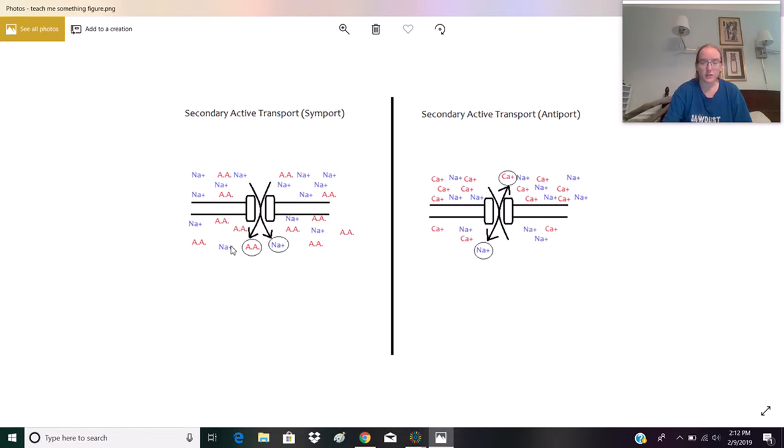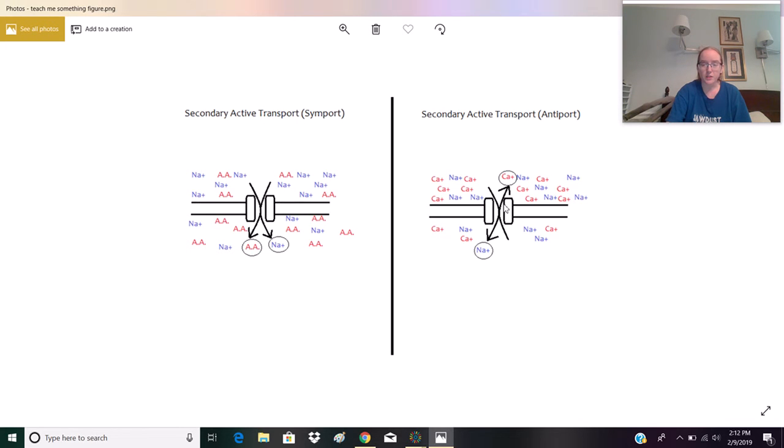Antiport transportation, on the other hand, like the name implies, is the simultaneous movement of two particles in opposite directions, although, like with symport, one is moving down its concentration gradient and one is moving up its concentration gradient. And for this example, I've chosen the exchange of sodium and calcium ions in cardiac muscle. In this case, as you can see in my drawing, both ions are at higher concentrations outside the cell than they are inside the cell.